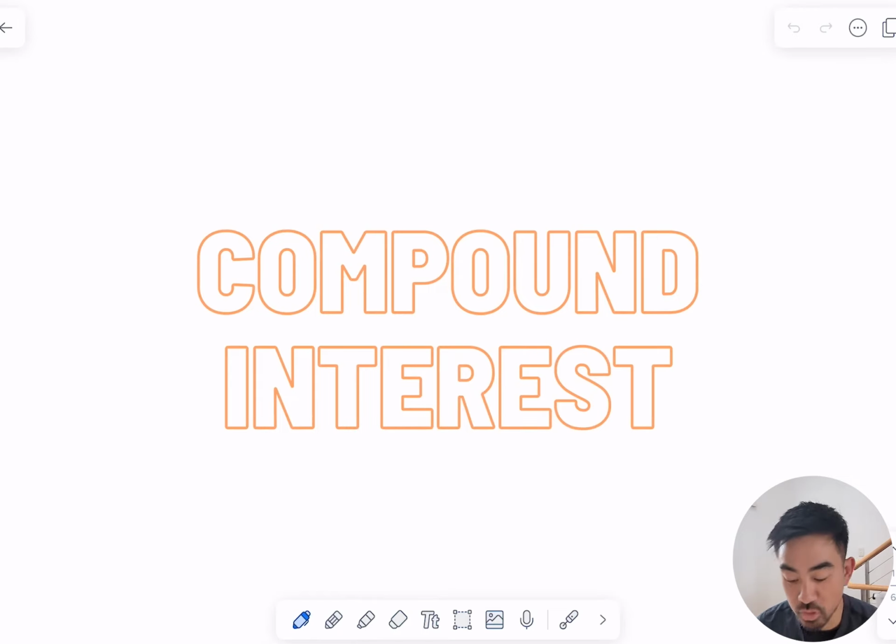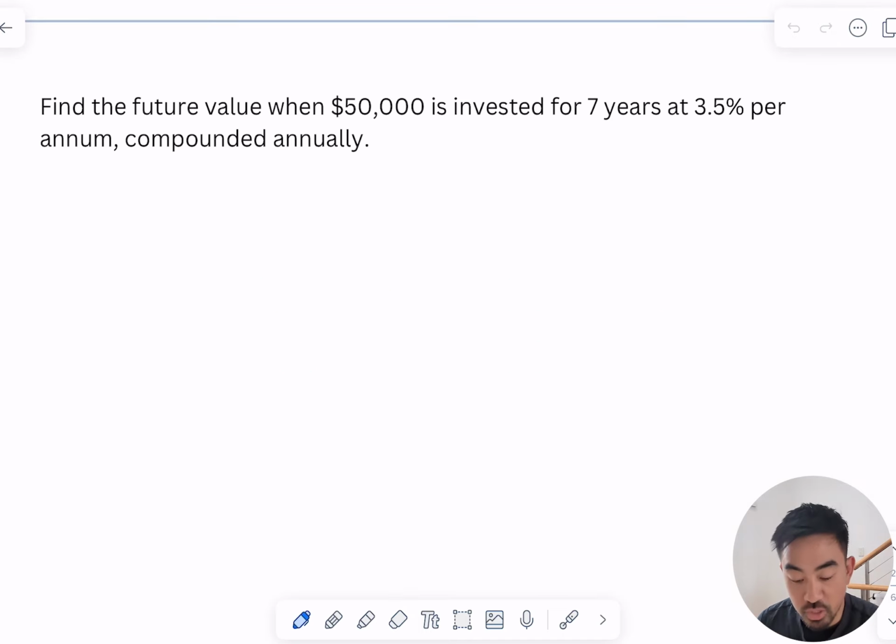So today I wanted to do a basic video on the compound interest formula and compound interest questions, and basically how to manipulate the equation to get what you're looking for. Let's get into it. All right, so this question says the future value when $50,000 is invested for 7 years at 3.5% per annum compounded annually. So we want to find the future value when we invest 50 grand for 7 years at 3.5%.